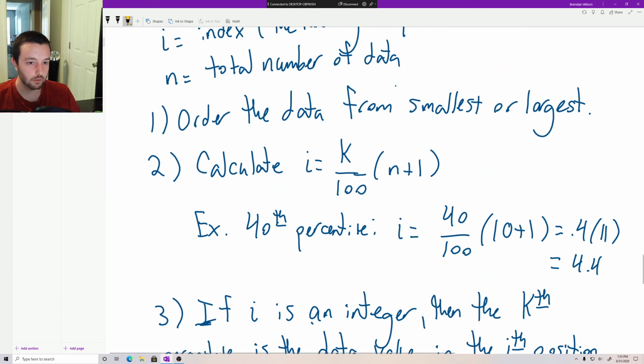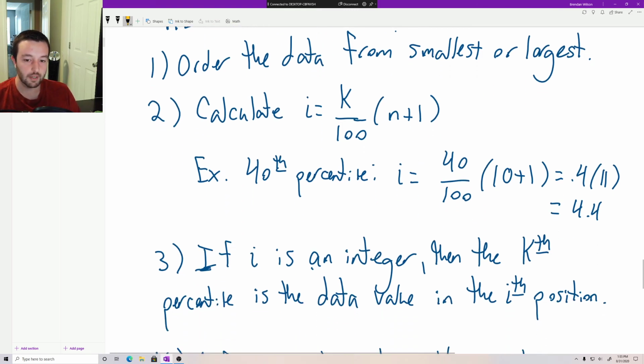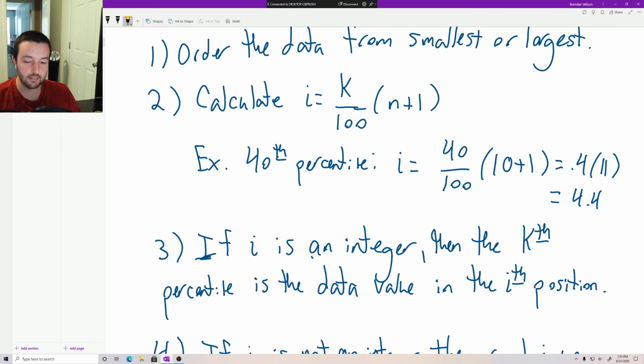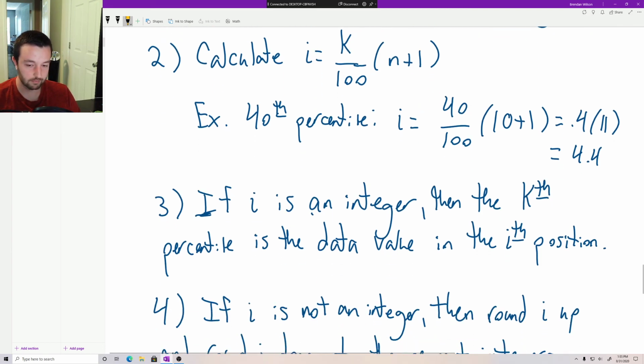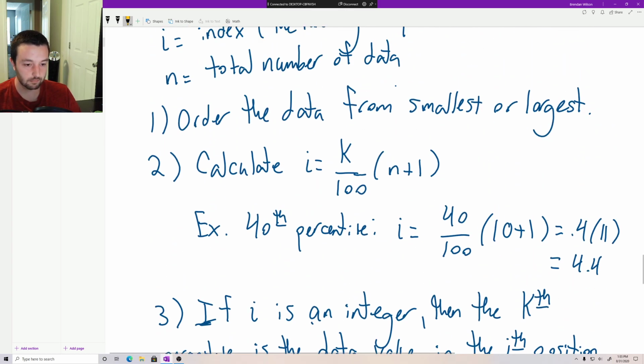Okay. So to recap, first we order it, then we calculate I with this formula. So K is the percentile, N is the amount of data that you have. We had 10. Then depending on what I is, if I is an integer, you follow step 3. If I is not, you follow step 4. Now, we could have done this for Q1, Q2, and Q3, right? We could have just calculated the 25th percentile, 50th percentile, and the 75th percentile, and it would give us the exact same number. We just had easier ways to do that just by counting the numbers that were involved. So we didn't have to.